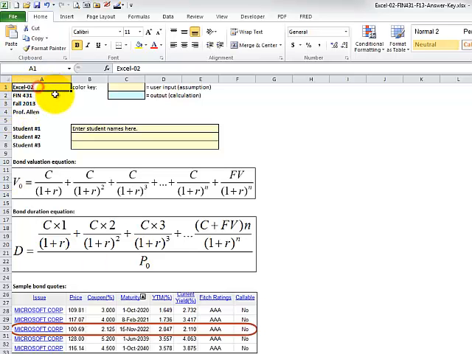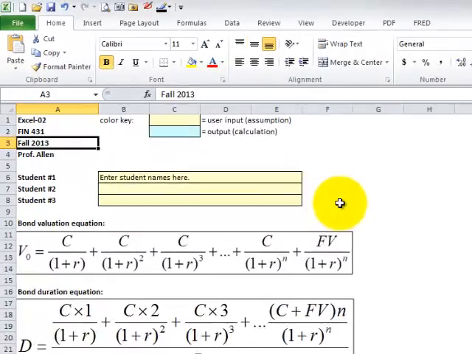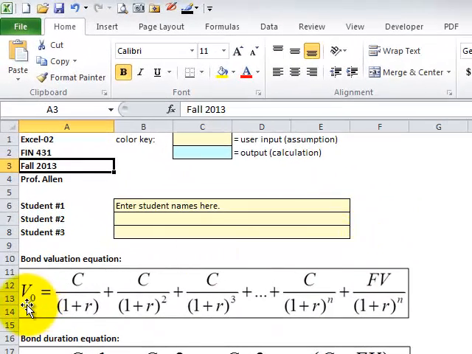This is Excel exercise number 02 for Finance 431, Fall 2013. Today we want to get some practice using some functions that are built into Excel related to bond pricing. Here's the basic bond pricing equation.